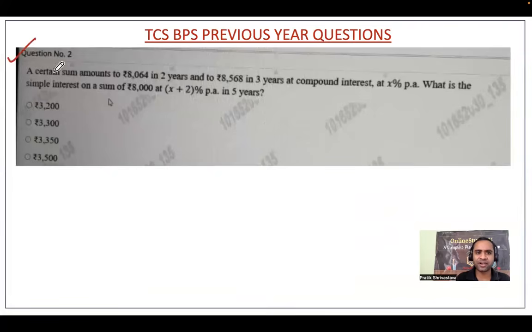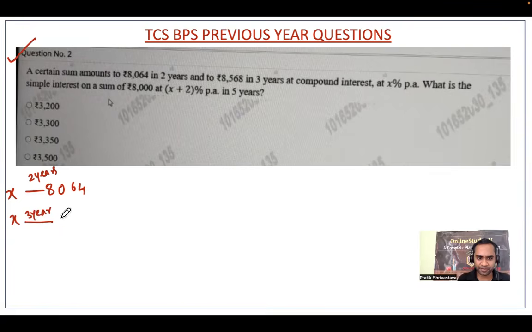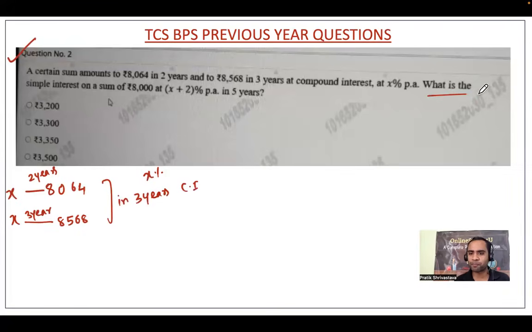Now a very good question here. A certain sum amounts to rupees 8064 in 2 years, okay? And the same sum becomes 8568 in 3 years, at compound interest at X% rate of interest. Then what is the simple interest on a sum of 8,000 at X plus 2% per annum in 5 years?